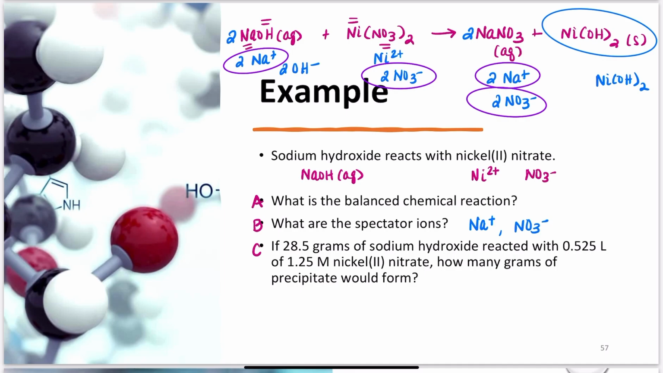And part C, if 28 grams of sodium hydroxide reacted with 0.525 liters of a 1.25 molar nickel 2 nitrate solution, how many grams of precipitate would form?